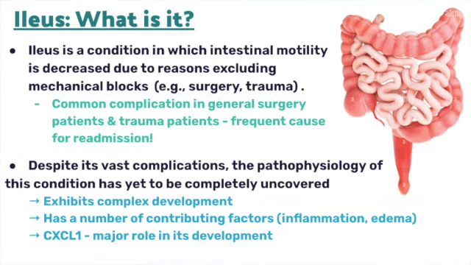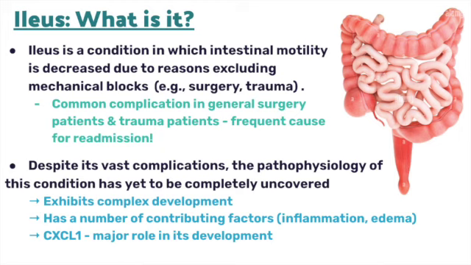I'd like to mention the disease background of our experiments, the reason why the experiments were performed, and that is ileus. What is ileus? Ileus is a condition where one's intestinal motility is declined due to reasons such as gut manipulation or trauma, but not due to a mechanical intestinal block. This condition is commonly seen in general surgery patients as well as in trauma patients. In fact, it was reported as one of the most common reasons for hospital readmission.